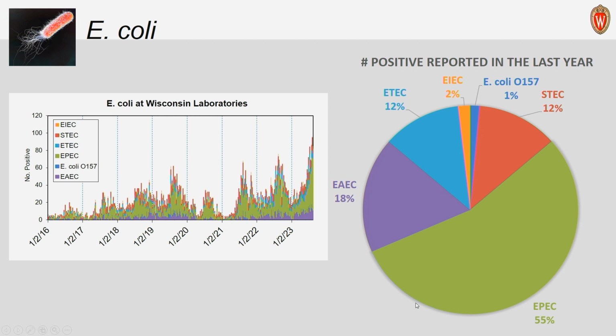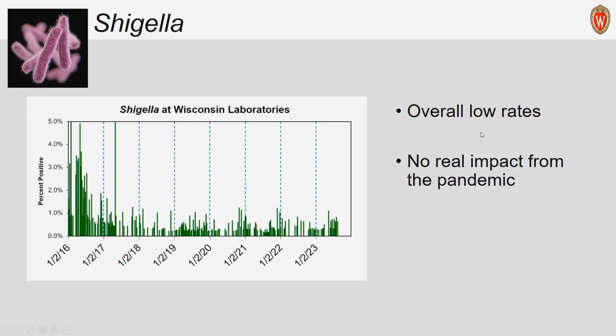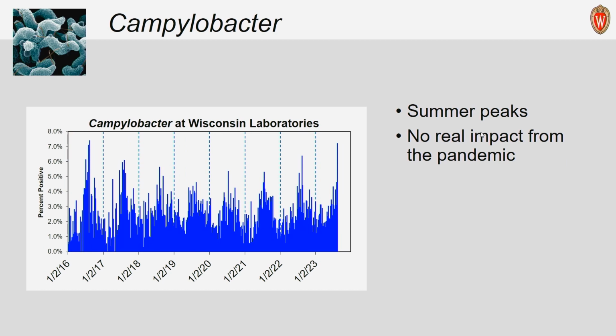But if you're curious, the majority is EPEC. We do still care about the E. coli 0157. Shigella is pretty rare. We see only kind of spattering numbers here and there, but no real impact during the pandemic. Campylobacter, I mentioned, is one of our bigger ones, and as with most of our enteric bacteria, this is summer seasonal, and once again, no real impact from the pandemic.